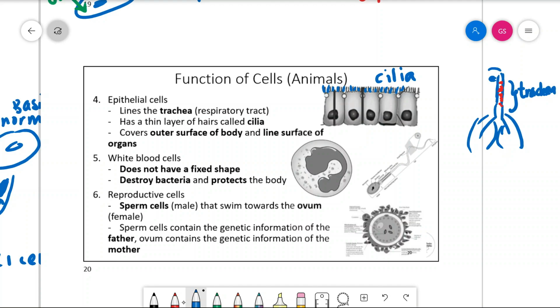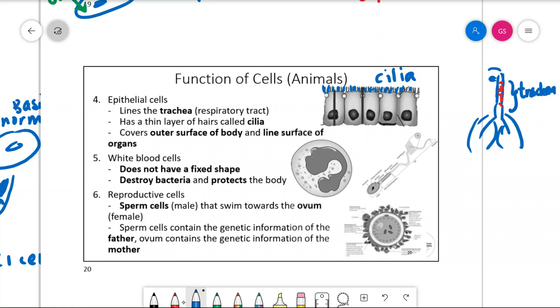Okay, so the trachea, we call it the respiratory tract, has a thin layer of hairs called cilia, and also it covers the outer surface of the body and lines the surface of the organ, basically to protect the organ, because you're going to have this cilia which will catch the bad things that you don't want, so it will protect that organ.